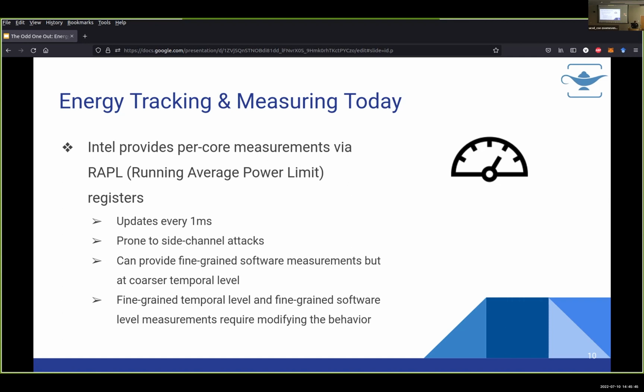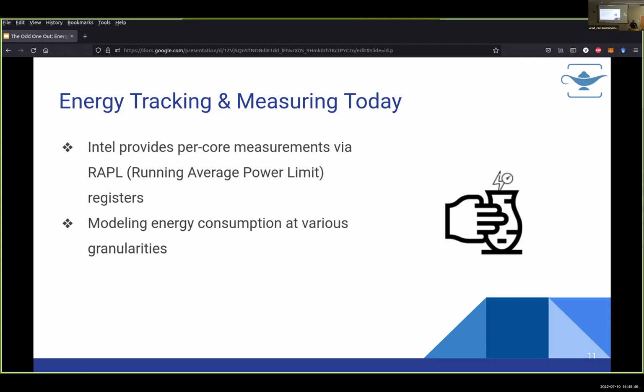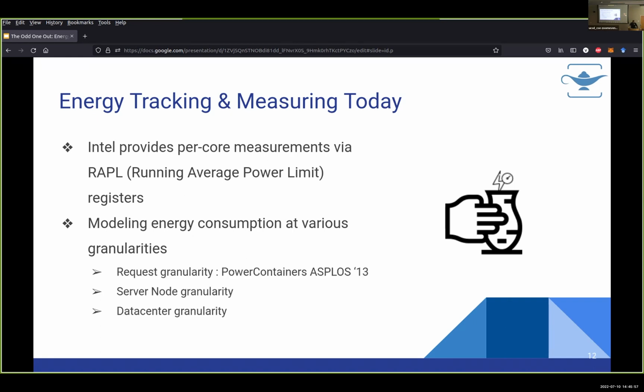observer effect. So the other option, instead of measuring using hardware, is to model the energy consumption at various granularities. This could include modeling it at request granularity, which is something that Power Containers did, but they made the assumption that the request remains constrained to one server node, which is an assumption that I don't think holds anymore, especially with the rise of microservice architectures in the last decade or so. You can do it at a server node granularity or even at a data center granularity.